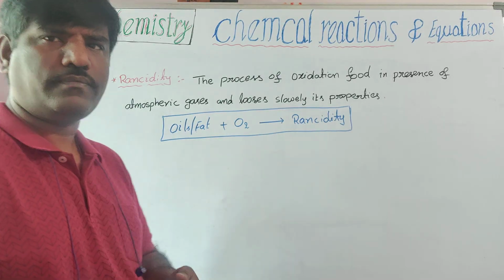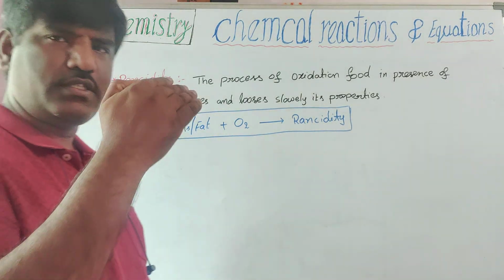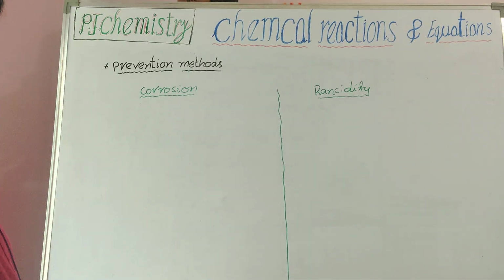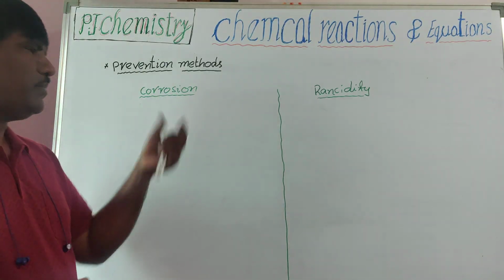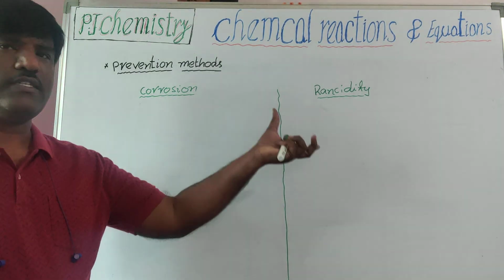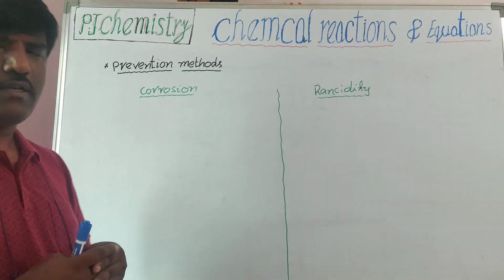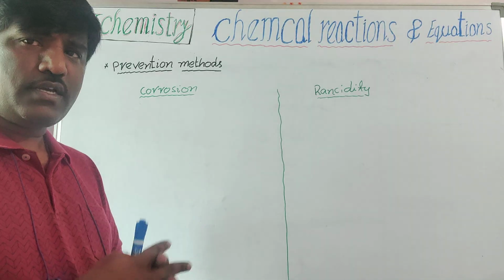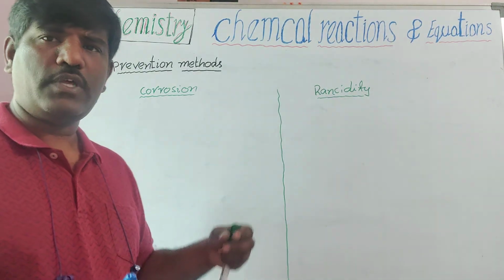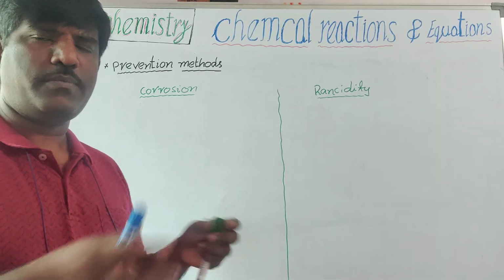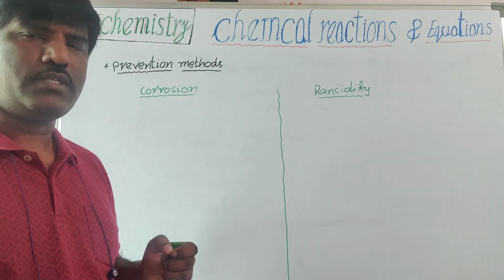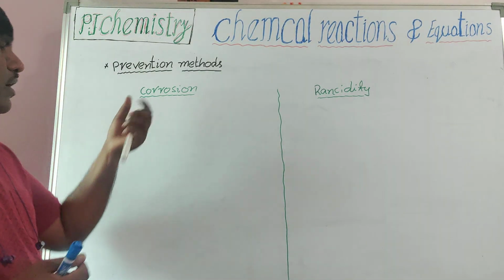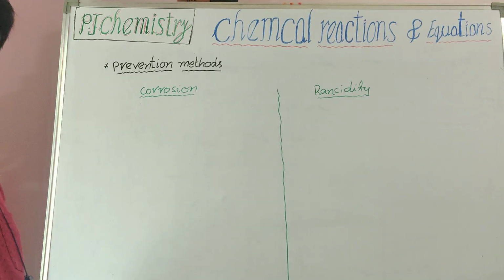Now, what are the prevention methods? Corrosion and rancidity have different ways. What are the prevention methods for corrosion and rancidity? To prevent oxidation of the particular metal. Once oxidation occurs, that metal or food both get spoiled completely. Both are going to lose their properties. So to avoid that process, we need to take prevention methods. Here, corrosion first. We are going to discuss corrosion.